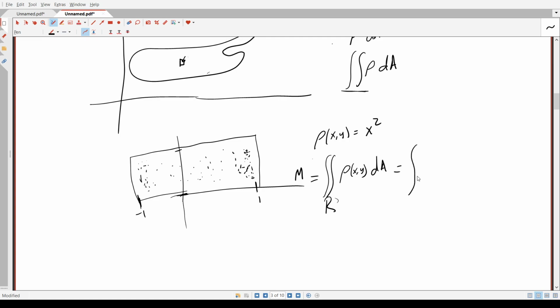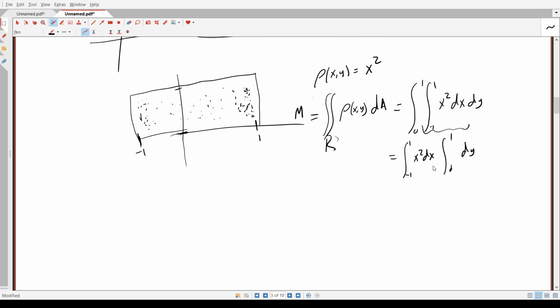Okay, so I can set that up real quick. This is going to be the integral from 0 to 1, integral from -1 to 1, of x squared dx dy. Notice this doesn't depend on y at all. It's a constant, so I can bring this out. This is the integral from -1 to 1 of x squared dx times the integral from 0 to 1 of dy.